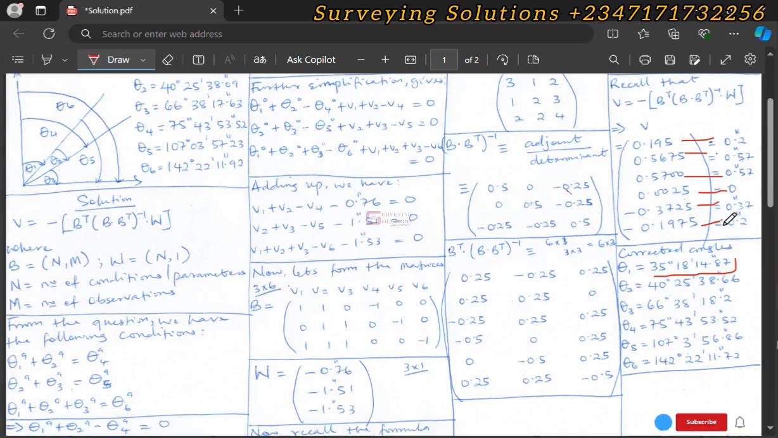0.37 seconds. So we have 0.37 seconds. So that should return 107 degrees, 3 minutes, 56.86 seconds, right? Good. So you do that for V6, and then these are the corrected angles. So let us run a check.